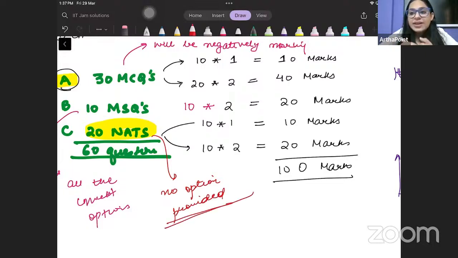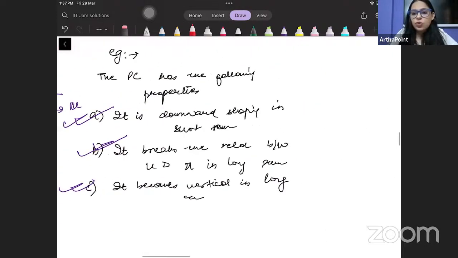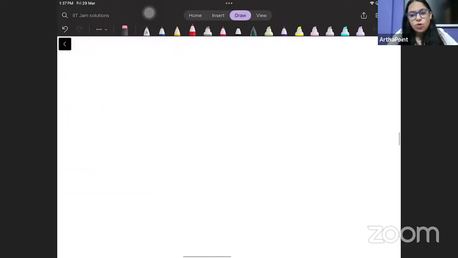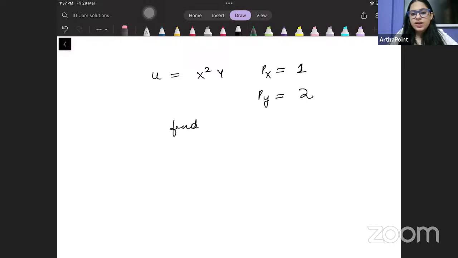Right? In a NAT question, it will be of the form of fill in the blank. So if I go ahead and tell you, let me take some other example. I'm taking Phillips curve from so long. So let's say something related to utility function. Let's say I give you that the utility function is x square y, and I give you the price of good x as 1, and the price of good y as 2, and I ask you to find the equilibrium x star.